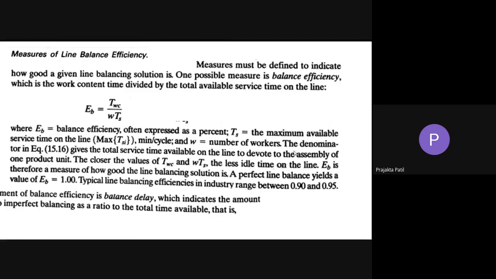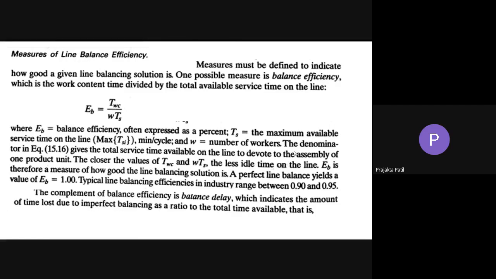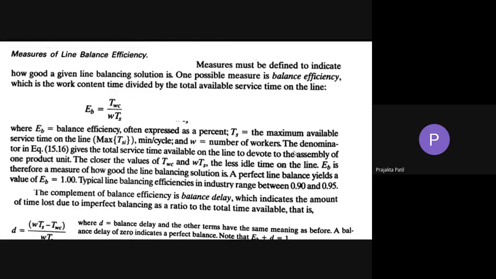Then we have the complement of line balance efficiency, the balance delay, which indicates the amount of time lost due to imperfect balancing as a ratio of total time available. Balance delay is given by this equation. The nearer the balance delay is to 0, the better it is, because the sum of E_B plus D should be equal to 1. Suppose E_B is 100%, that is, it is 100% efficient, and D is 0, then you have a perfectly balanced line.